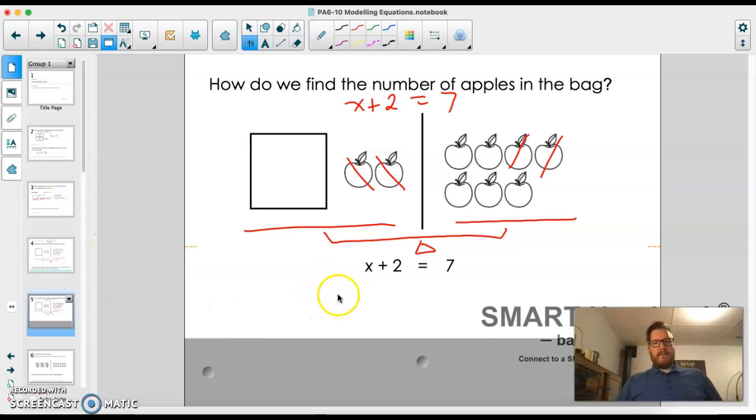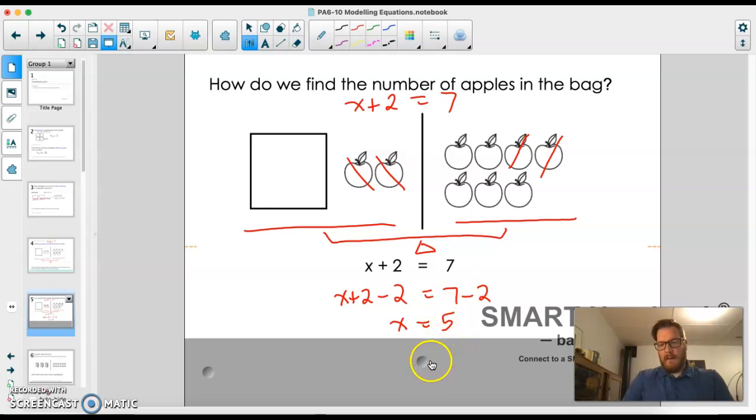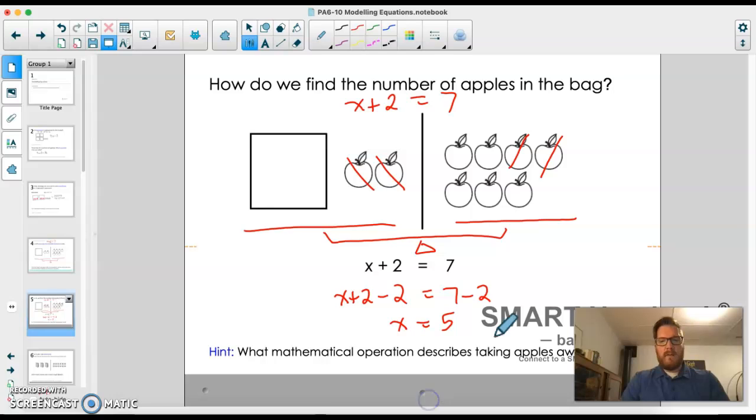And so what I've done here is I've taken my x plus 2, but I've just taken 2 away, and then I've taken 2 away from this side. So that plus 2 minus 2, that just gets rid of the 2. So all I'm left with here is the x, and then I've got 5 apples over here, and that's, as I said a second ago, that's what it's going to equal, okay? So the mathematical operation that describes taking apples away is going to be subtraction. So when we see an equation like this that uses a variable plus another number, you can use subtraction on both sides of the equation to try to solve it.